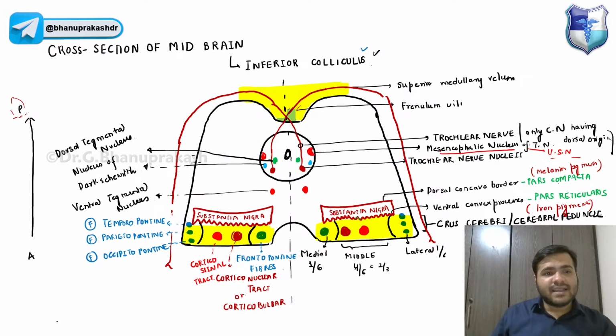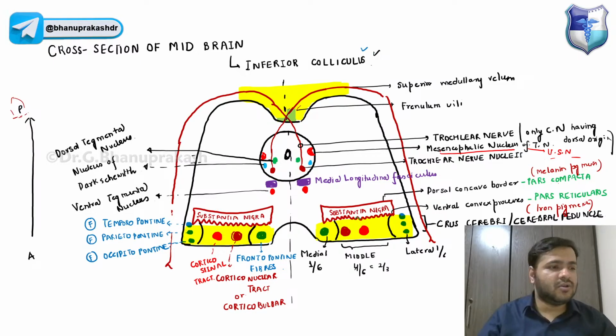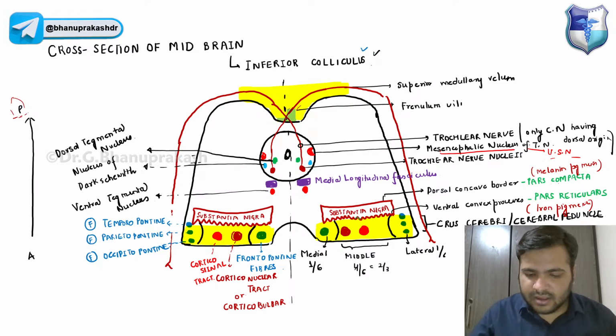Now this ventral tegmental nucleus is present right in front of a lemniscus, and that is called the medial lemniscus. Medial longitudinal fasciculus, not medial lemniscus, it is medial longitudinal fasciculus. So that is something you have to remember, the medial longitudinal fasciculus over here, right?